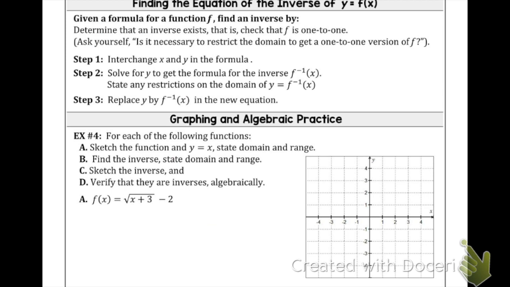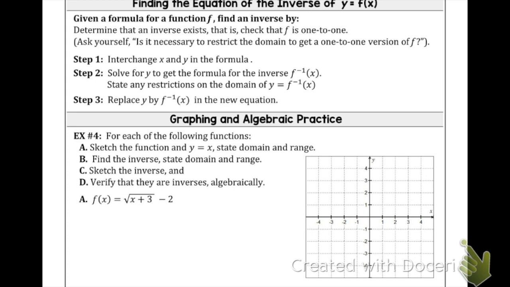All right, so now let's actually find some inverses. So given a formula for a function f, we are going to find an inverse by determining that an inverse exists. And by doing that, we're going to check to see if it's 1 to 1. So we could ask ourselves, is it necessary to restrict the domain to get a 1 to 1 function on f? If it's not, then we can interchange the x and the y's, solve for y, find our inverse, state any restrictions on our domain on the inverse, and then just make sure your y gets replaced to inverse notation.